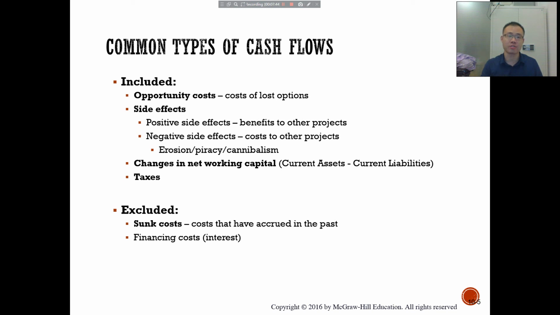The answer is cash outflow. When your net working capital goes up, your cash is going down. Think about it.